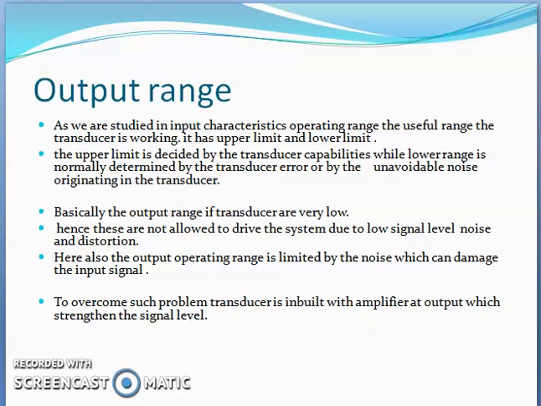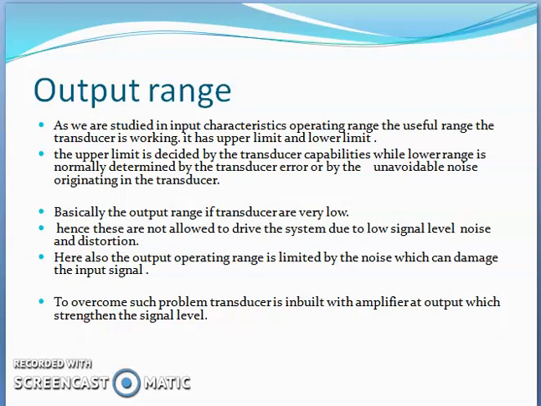Now, the last one is output range. As we studied in input characteristics, the operating range is the useful range in which the transducer is working. It has an upper limit and a lower limit. The upper limit is decided by the transducer capabilities, while the lower limit is normally determined by the transducer error or the unavoidable noise originating in the transducer. Basically, the output range of the transducer is very low. Hence, these are not allowed to drive the system due to low signal, noise and distortion.